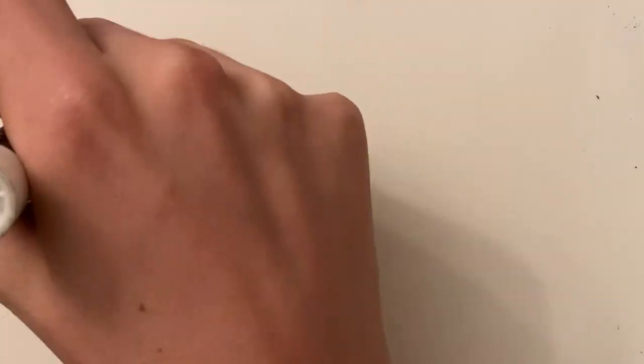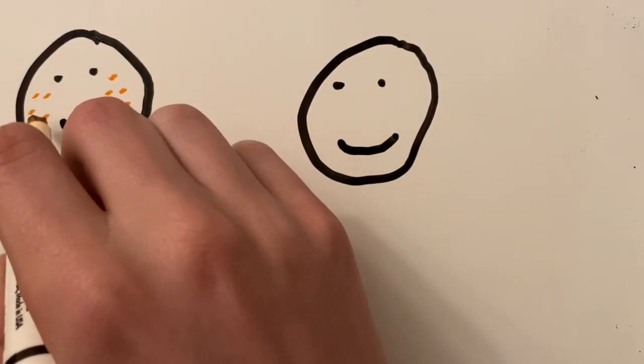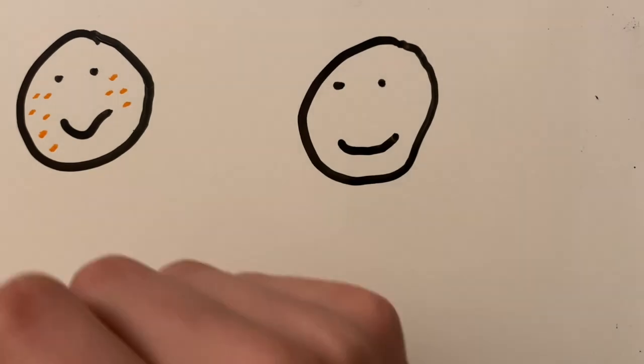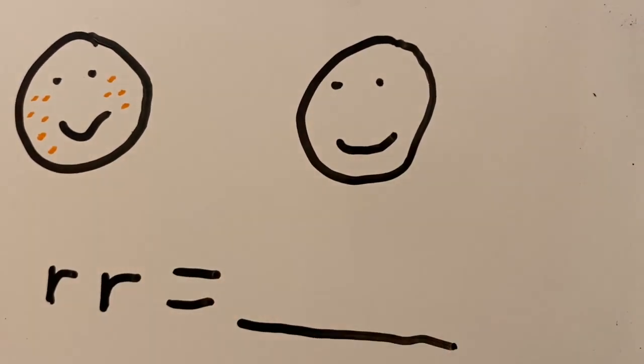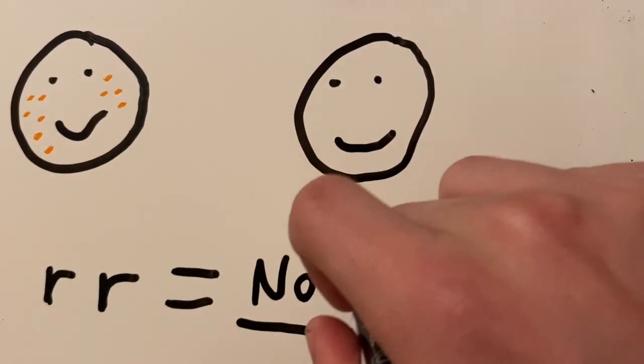Let's do some practice problems. If freckles are a dominant trait and no freckles are a recessive trait, and an offspring has two lowercase r alleles, will the offspring have freckles or no freckles? The correct answer is no freckles.